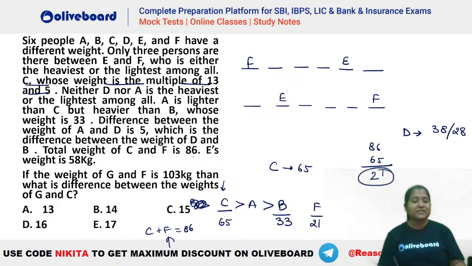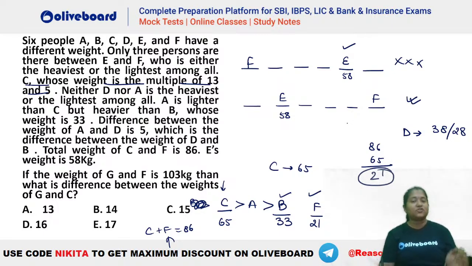Then E's weight is 58 kg. So we know that E has to be 58 kgs in here. This is E as 58 kg. Now here, if E is 58, you can see that E ke baad we need to place your B and F, because B is 33 and F is 21. But in this case, we have only one possibility. That is not possible. That means this is invalid here, so this will be the valid case here.